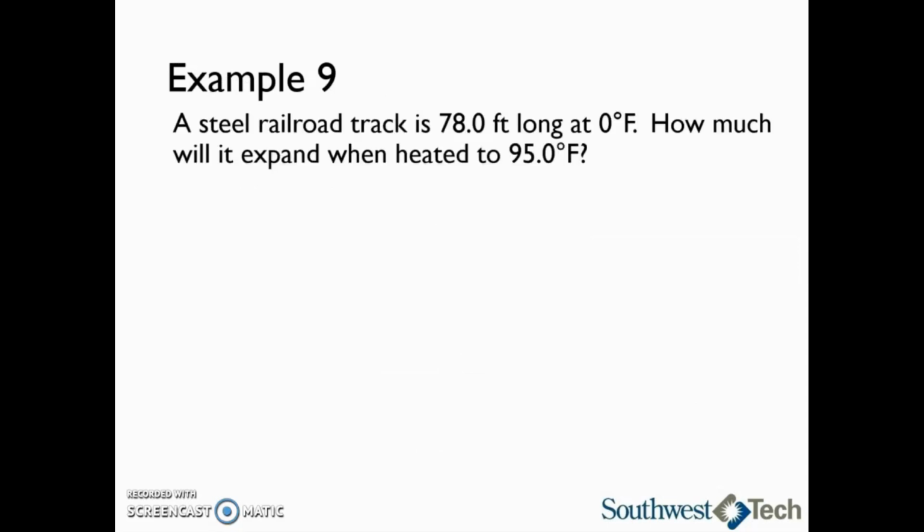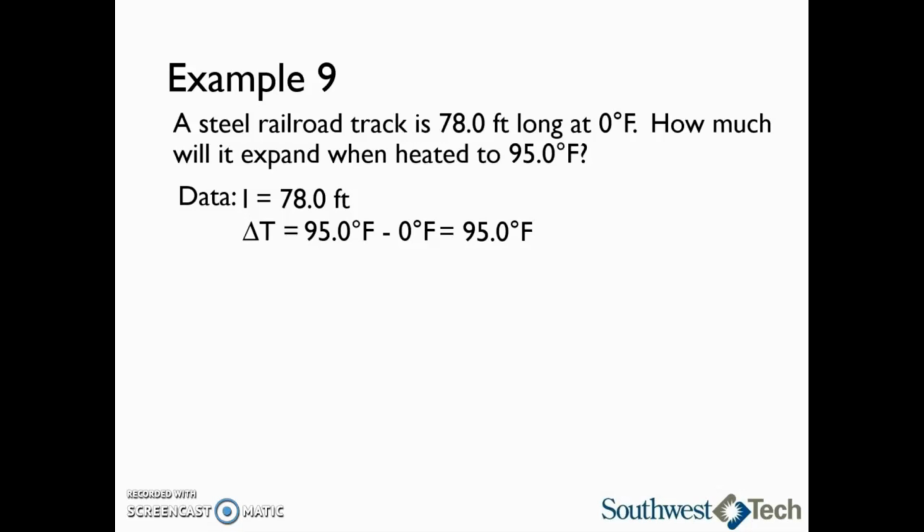A steel railroad track is 78.0 feet long at 0 degrees Fahrenheit. How much will it expand when heated to 95.0 degrees Fahrenheit? First, we will write down what we were given in the problem statement. We know the original length L is 78.0 feet. We also know the change in temperature, delta T, is going to be the temperature difference between 95.0 degrees and 0 degrees. Subtracting, we see the change in temperature is 95.0 degrees Fahrenheit.